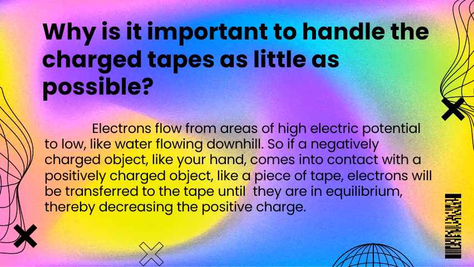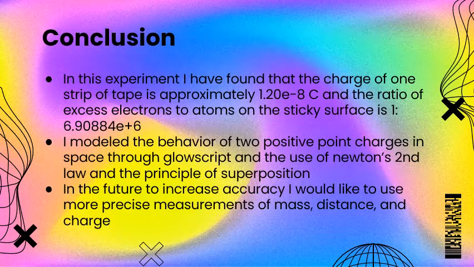And our other question is, why is it important to handle the charged tapes as little as possible? Electrons flow from areas of high electric potential to low, like water flowing downhill. So if a negatively charged object like your hand comes into contact with a positively charged object like a piece of tape, electrons will be transferred from the tape until they are in equilibrium, thereby decreasing the positive charge and then less noticeably decreasing the negative charge.